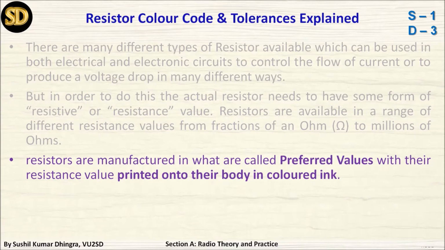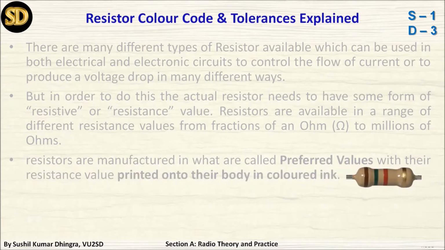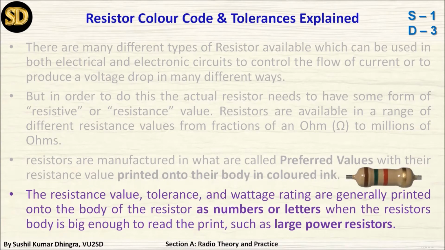Resistors are manufactured in what are called preferred values, with their resistance value printed onto their body in colored ink, and the difference is tolerance. This is one of the examples. The resistance value, tolerance and voltage rating are generally printed onto the body of resistors as numbers or letters when the resistor body is big enough to read the print, such as a large power resistor.